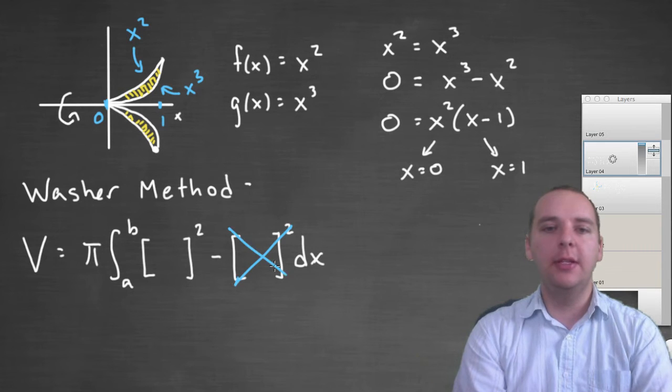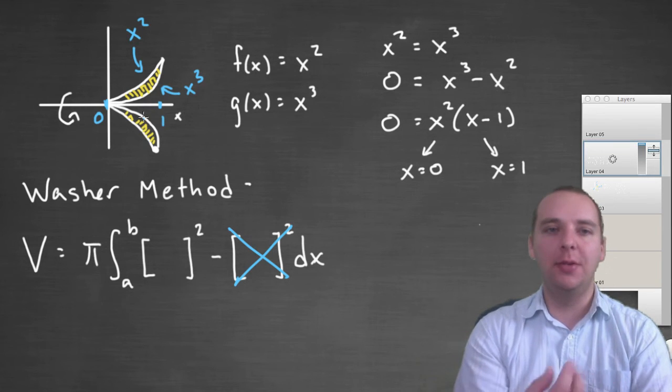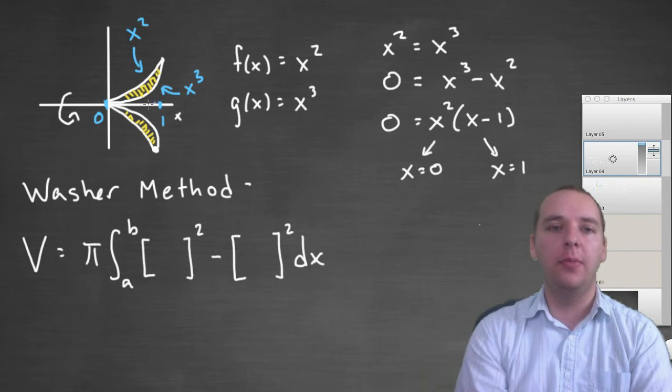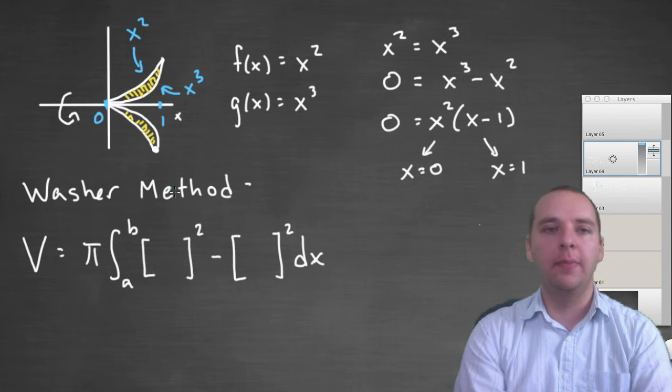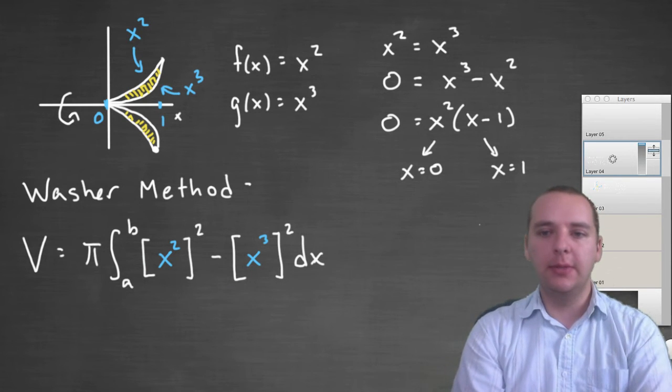Now, if you didn't have this part to it, this would just be the plain Jane disk method, because there's no inside to be subtracting. But because we have a piece missing on the inside, a hole in the middle, you have to subtract out the volume of this inside piece right here. So we take the outer radius squared, so that's x squared squared minus x cubed squared. Compute this algebra and we're done. So let's see how we do with this.